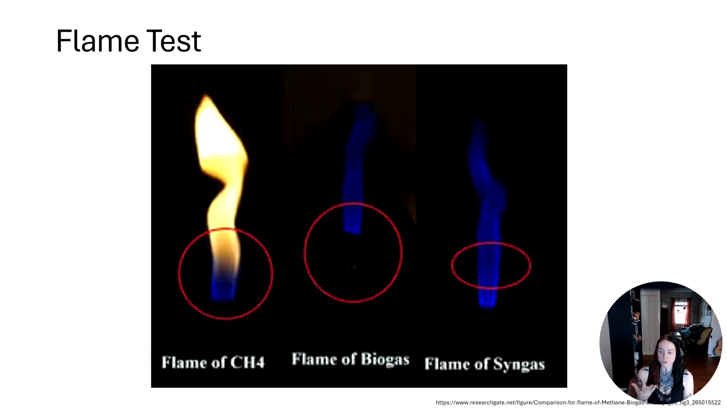So next, I just wanted to show this picture. It's called a flame test. So pretty much they burn the different gases. So we have biogas, syngas, methane. And if you look at where it's circled, if you look at the syngas, you can see that stable blue flame compared to the other two. It implies actual complete combustion.